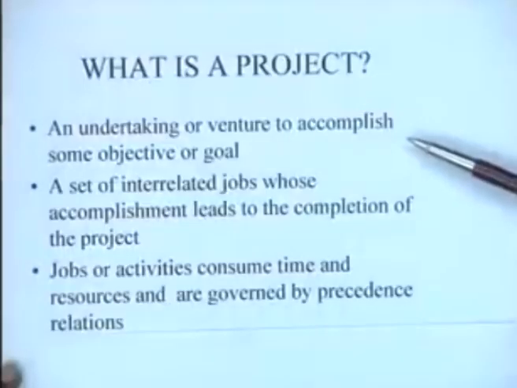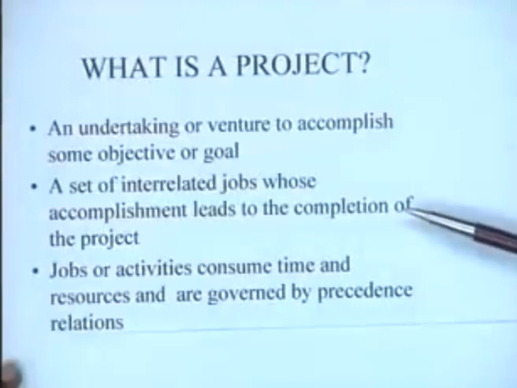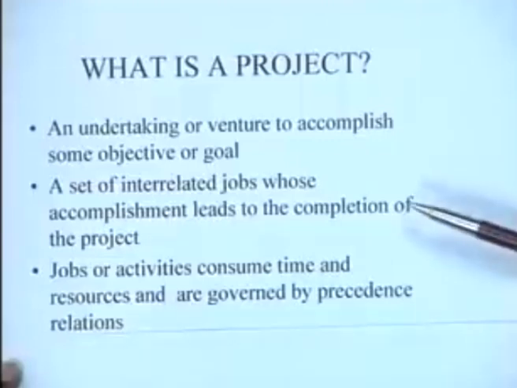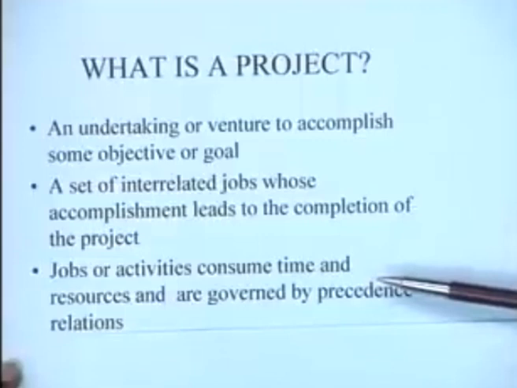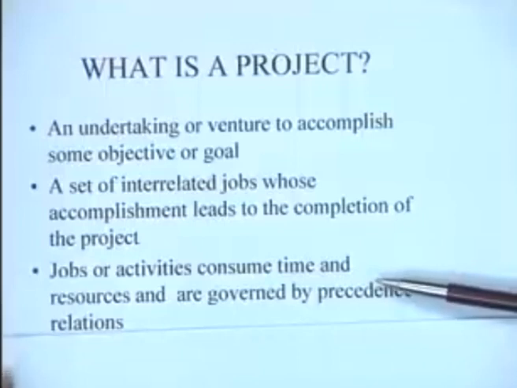So we have tried to look at a project from three different angles. We have tried to identify what the objective of a project is. We have tried to identify what the constituents of a project are, and then we have tried to look at the basic composition of these jobs or activities, which are very important because they are the ones which consume time and resources and are actually responsible for project completion. Let us now try to look at some examples of projects so that you get an idea of different kinds of projects and their features.